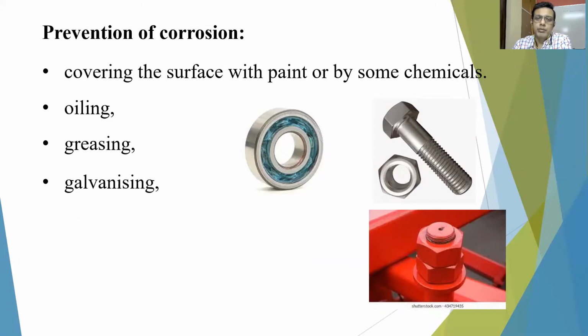Then galvanization. This galvanization is a process in which iron articles are taken and a coating of zinc is applied on the iron article. So a coating of zinc is given on the iron article, which prevents iron from rusting.